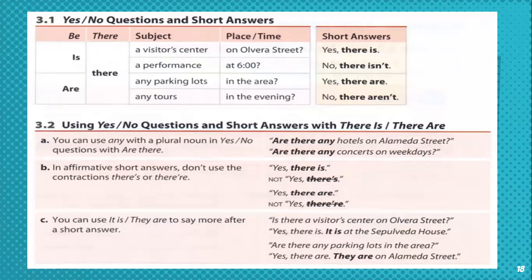Is there a visitor center on Albert Street? Yes, there is, and you add extra information: it is the Sepulveda Hotel. For that reason, you use it is when you talk about singular. But if you talk about plural: are there any parking lots in the area? Yes, there are, and you add extra information: they are on Alameda Street. For that reason, we use it is and they are.